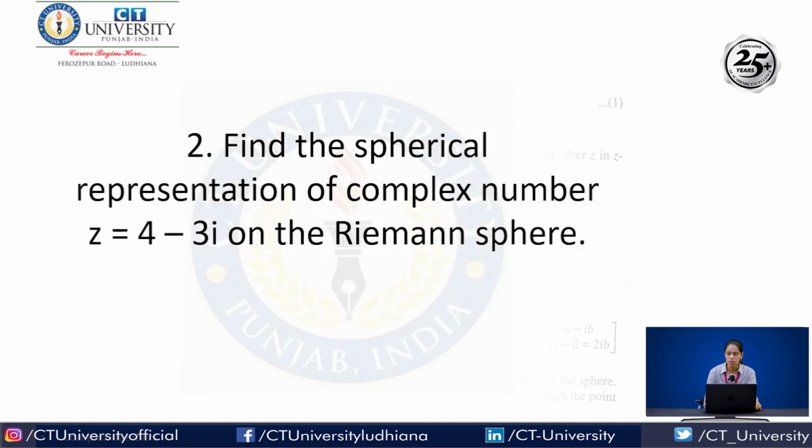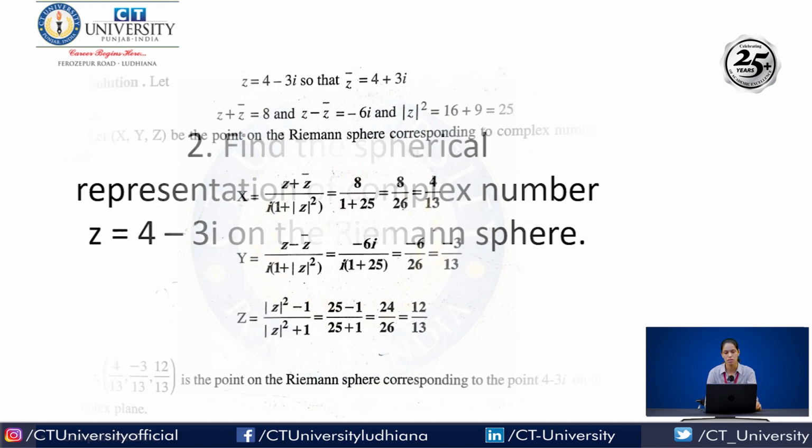My next question is, find the spherical representation of the complex number z equals 4 minus 3i. Here I take x plus iy as 4 minus 3i. So x equals 4 and y equals minus 3. We have to represent it on the Riemann sphere, or you can identify it from the Riemann sphere. This is a question of the stereographic projection.